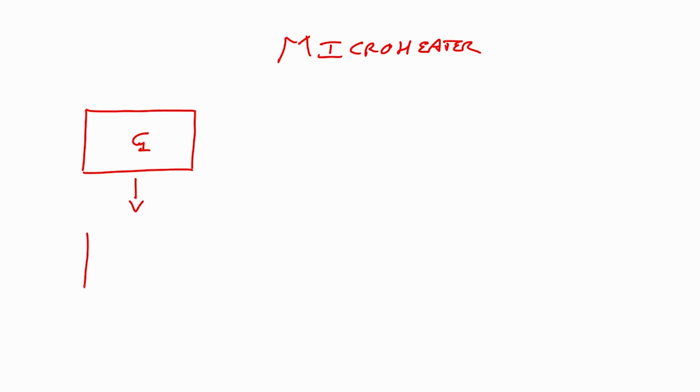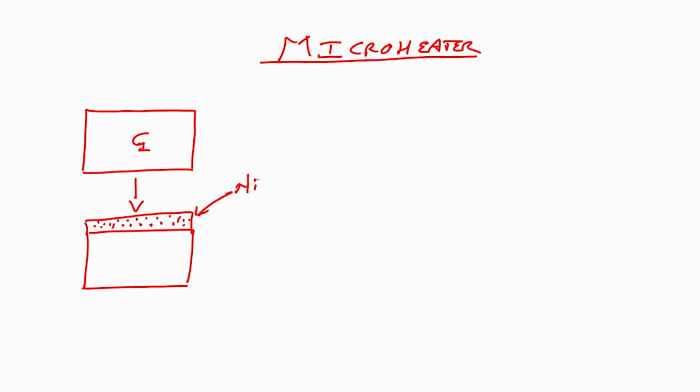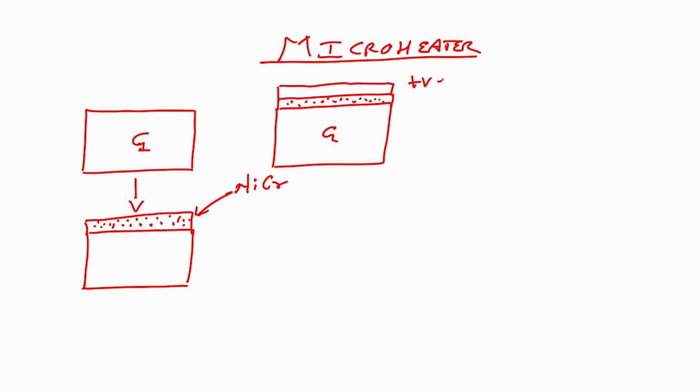Next step is not photoresist spin coating, but we have to deposit a metal. What is the metal? We are using microheater. So, let us use nichrome, right. Next step after this, what is the next step? I have this nichrome. On the nichrome, I will spin coat positive photoresist.